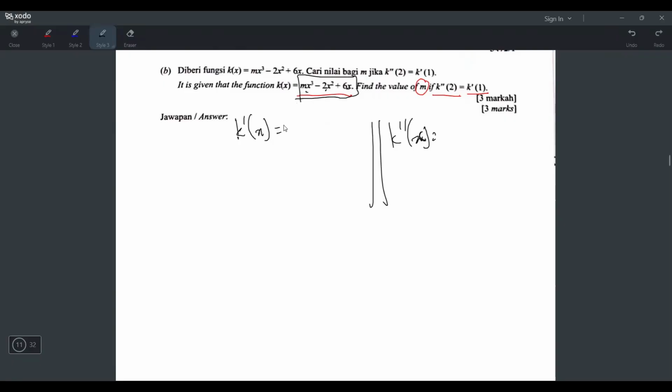So 3 times m, you get 3m x power 2. Do it one more time. 2 times -2 is -4, power minus 1 is x power 1. And then the last one, differentiate 6x is just 6.